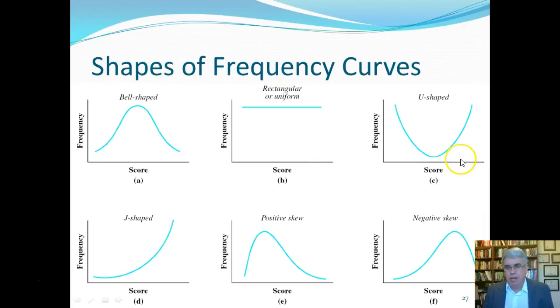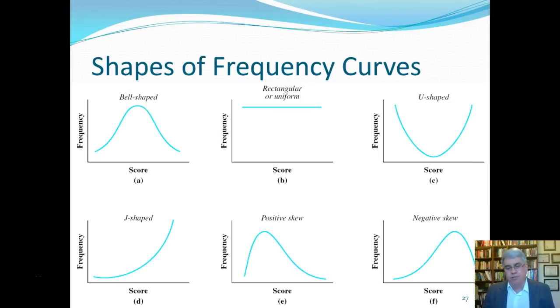No score is more common than the other. So this straight line is called a rectangular or a uniform frequency curve. Now sometimes we get just extreme scores, and we don't get very many middle scores. If we were to ask people what they think of someone very controversial, they might say, oh, I absolutely love him, or I absolutely hate him, and you wouldn't get very many scores in the middle. This would be called a U-shape. That's the opposite of a bell curve.